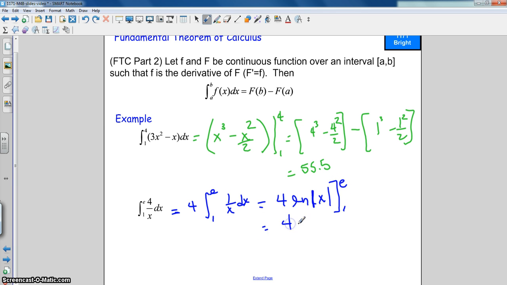So I stick in e first, so that's 4 ln of e, minus whatever I get out when I put in 1, so natural log of 1. And this one's a little more straightforward. Natural log of e is 1, and natural log of 1 is 0. So my answer is just 4. Alright, pretty helpful tool. And again, this is the fundamental theorem of calculus part 2.